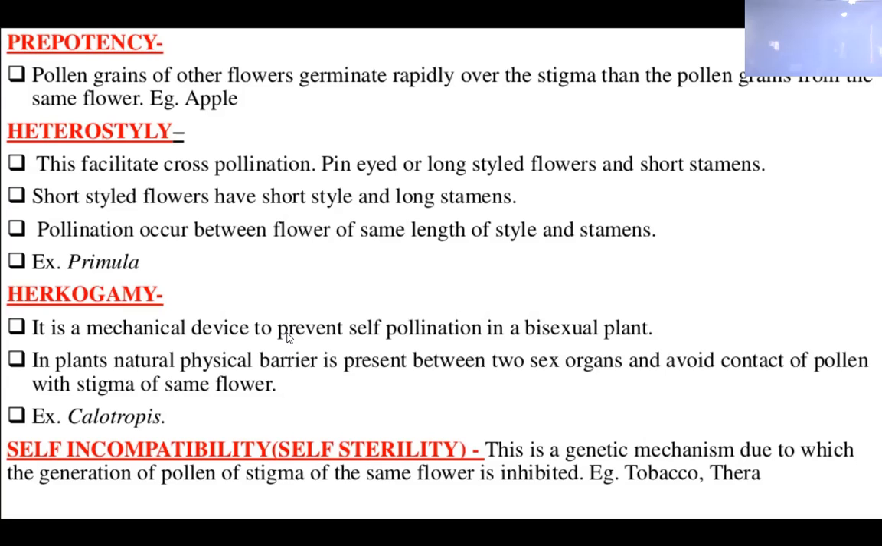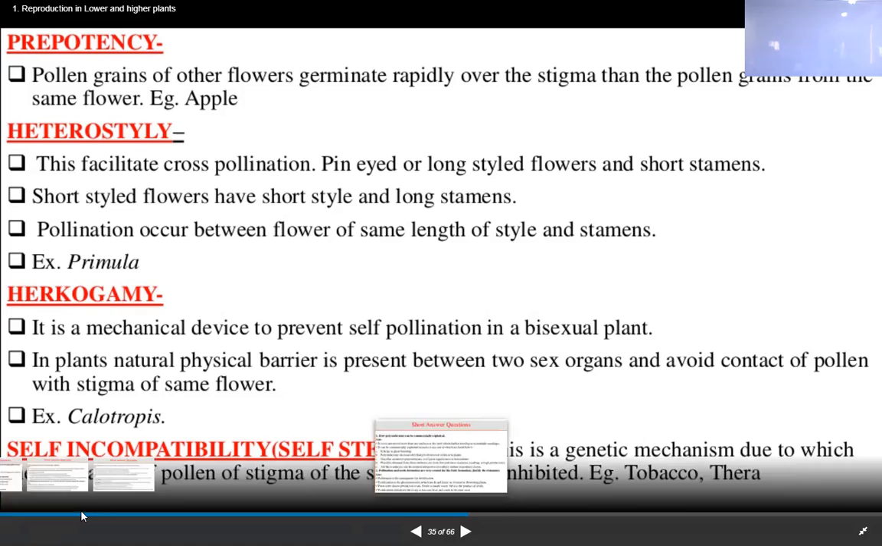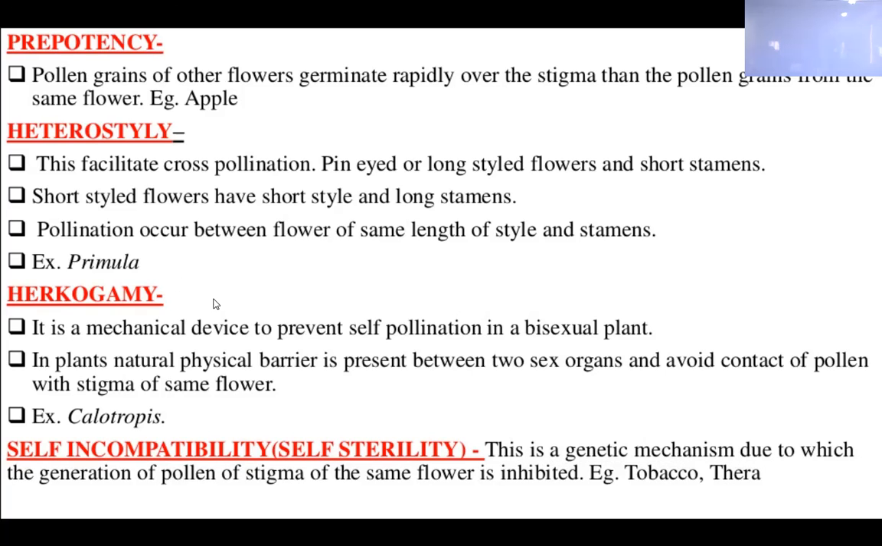This is one of the disadvantages of having self-pollination after 2 to 3 generations, and this is called inbreeding depression. I have already explained it to you, and that's the reason we are talking about some devices to encourage cross-pollination, right? So now this is a genetic mechanism due to which the germination of pollen and growth on the stigma of the same flower is inhibited. Got it? For example, tobacco and the sera.